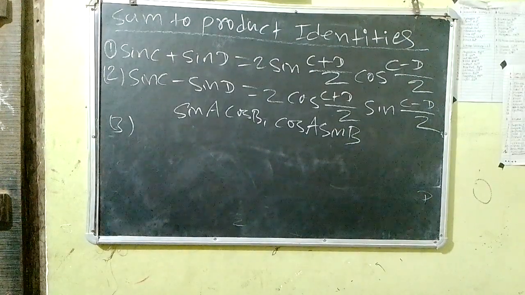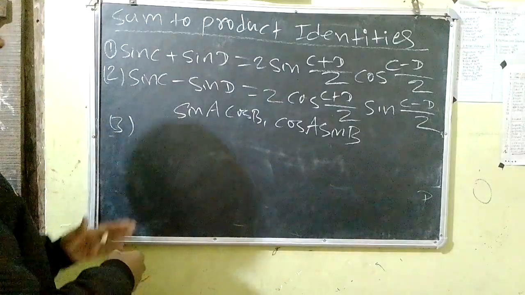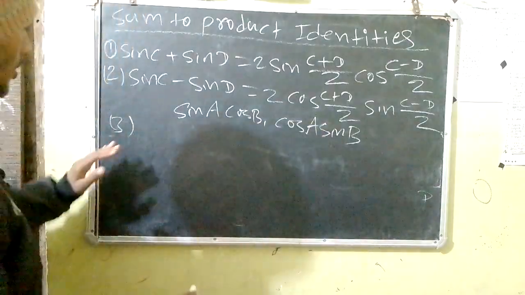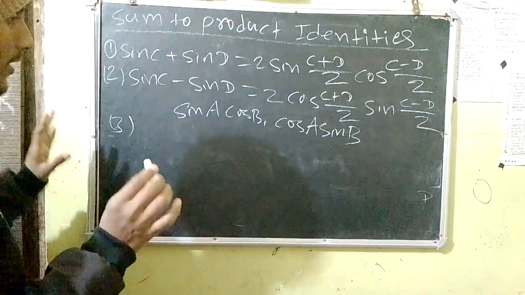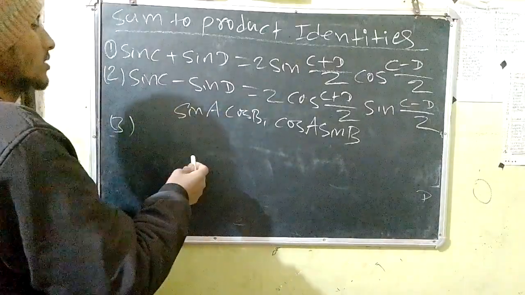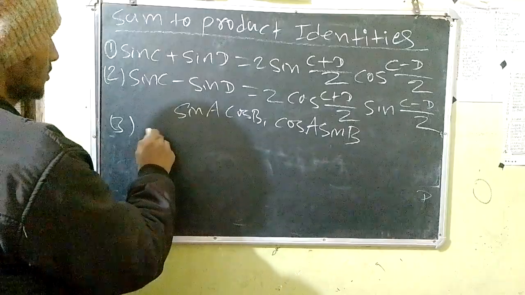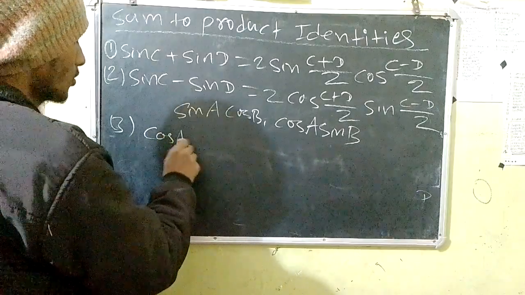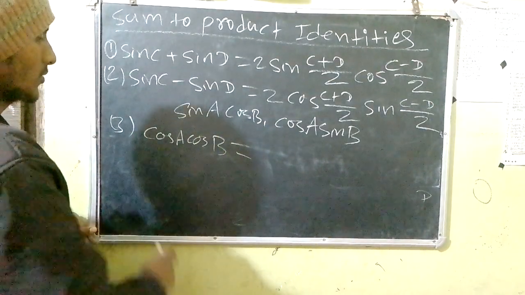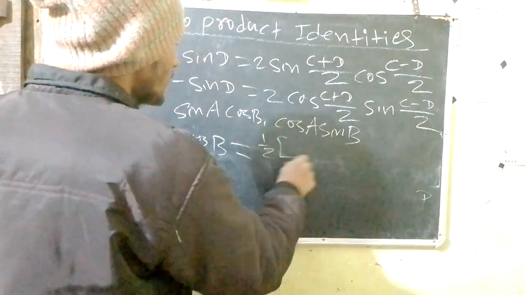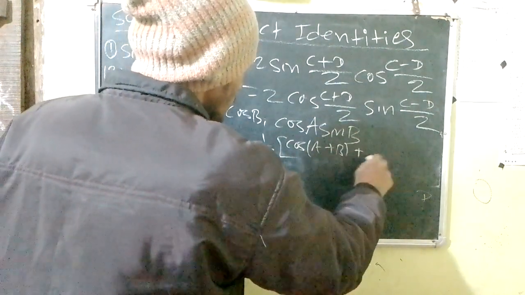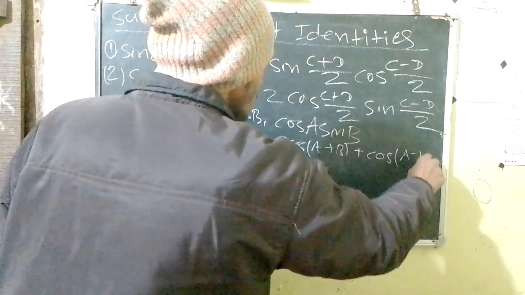Okay, so we've proven these two sum to product identities using these two formulas. And for the third one, I'm not going to write the result first. I'm going to prove it first. We can do it using cosine A cosine B, because we have used these two. So the third might be cosine A cosine B, and this is equal to half cosine A plus B plus cosine A minus B.